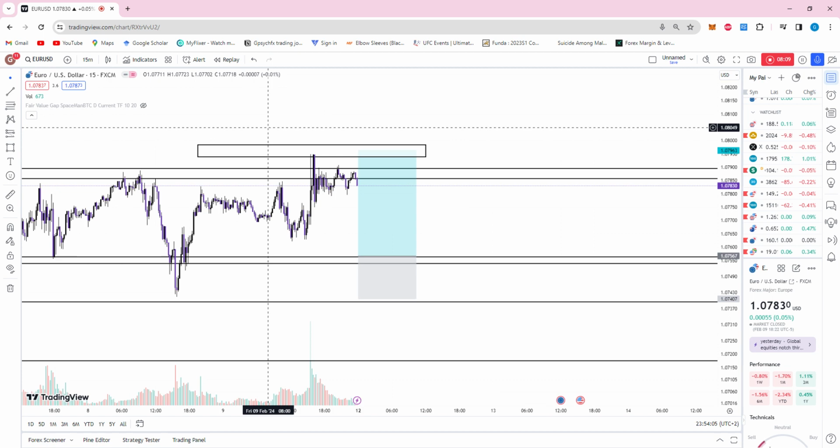So yeah, that's just my weekly outlook. Well, my outlook for Monday. That is my pre-market outlook. But yeah, let's wait and see. We'll see if we have a good week.